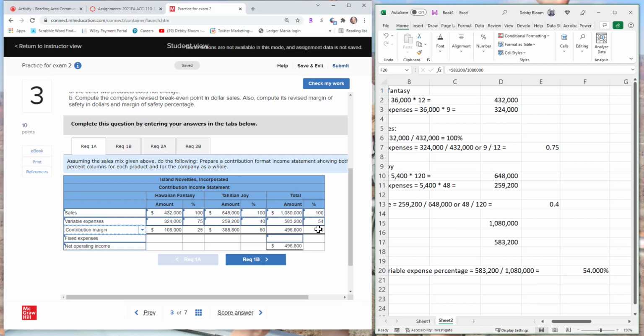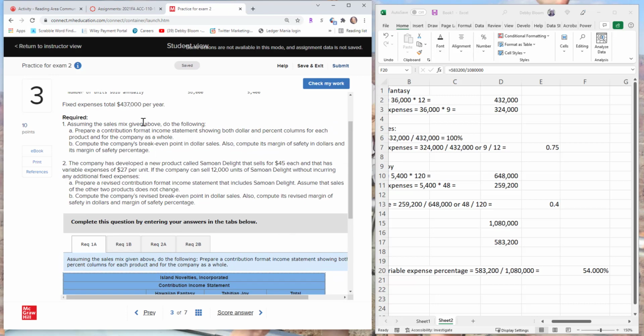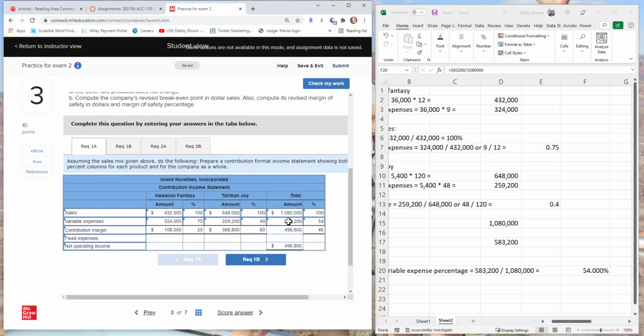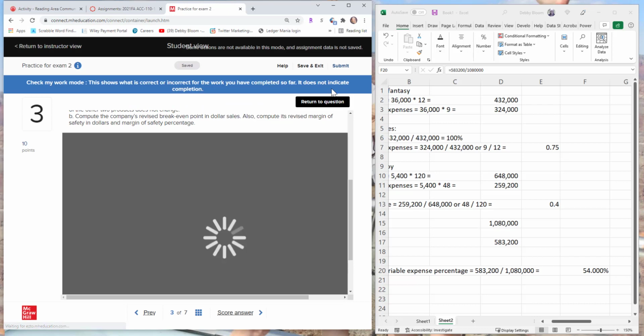So this number right over here, the 46% contribution margin for the total company, which is 100% minus the 54% total expense percentage for the entire company, becomes very important. So now we just put our fixed expenses in for the total company, $437,000, and we see that we have net operating income of $59,800.